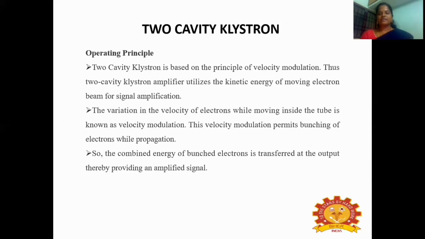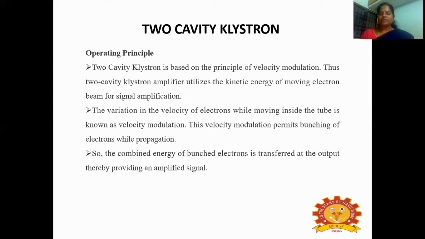First we will discuss the operating principle of the two-cavity klystron. As I said earlier, the two-cavity klystron works based on the principle of velocity modulation. The moving electron beam generates kinetic energy, and that kinetic energy is used for amplification as well as for generating oscillations.